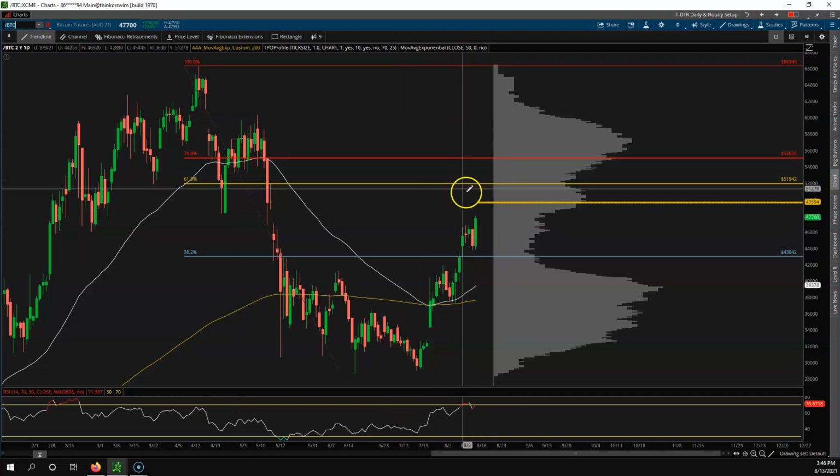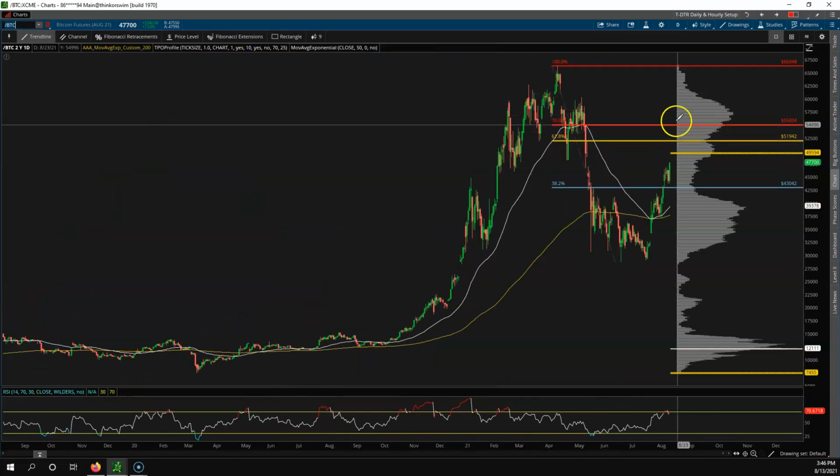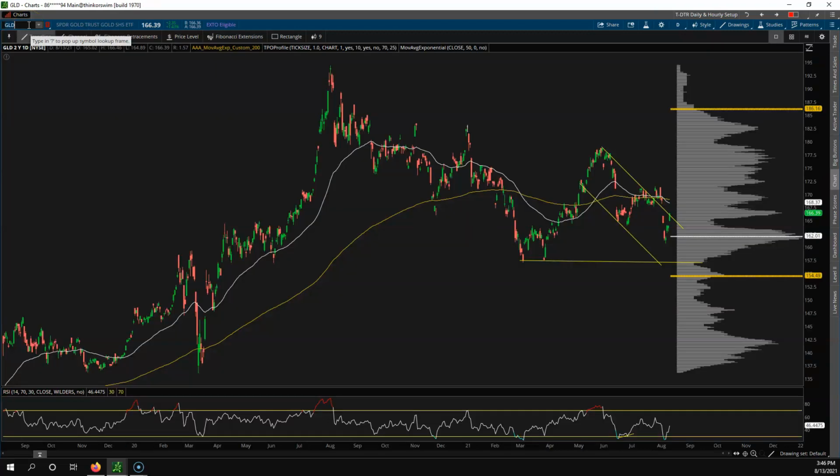So keep an eye, probably back up around this 51 to 53,000 level on Bitcoin before it runs into some resistance. Let's take a look at gold. Nice reversal, came right to our market profile.